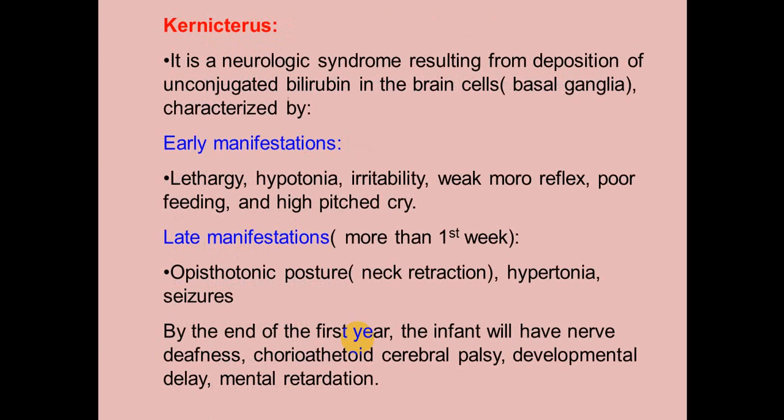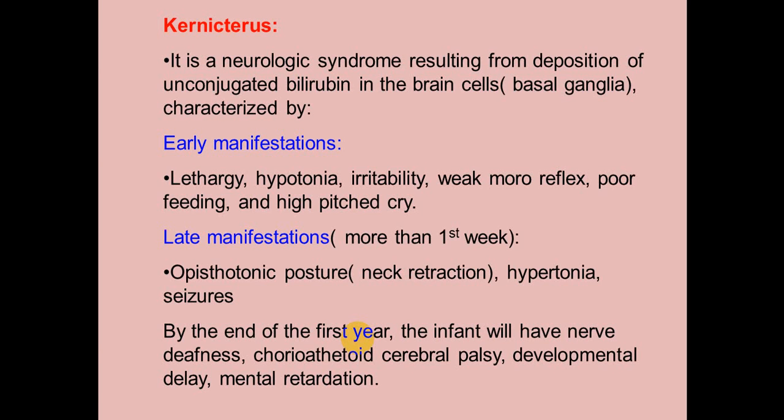What are the complications of hyperbilirubinemia? It is what is called kernicterus or bilirubin encephalopathy, which is a neurological syndrome resulting from deposition of indirect bilirubin, which is lipid soluble, as we said, crossing the blood-brain barrier and deposited in the basal ganglia, and characterized by early manifestations like lethargy, hypotonia, irritability, weak motor reflex, and poor feeding.